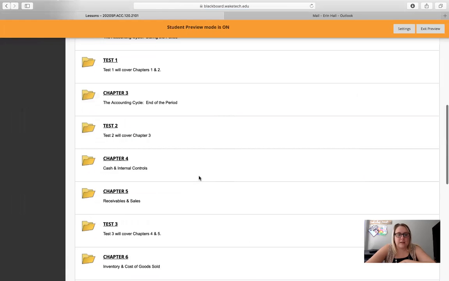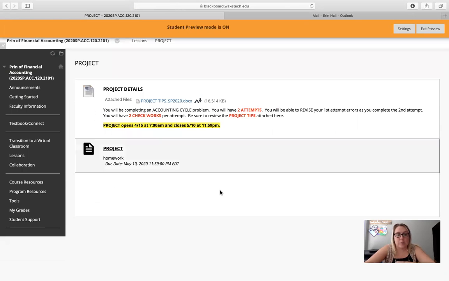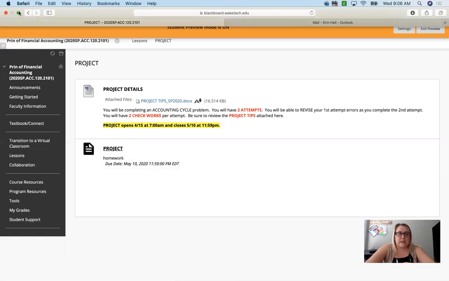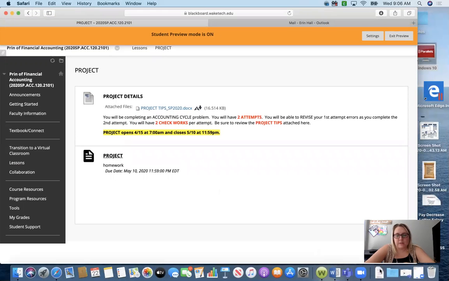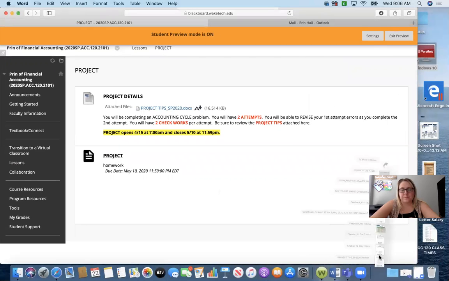Also, keep in mind this project is open. It's an accounting cycle project. It's open now, and you have until May the 10th to complete it. You do get 2 attempts. You're able to revise your first attempt, and you get 2 check my works per attempt. This is an algorithmic problem, so you have different numbers than your classmates.